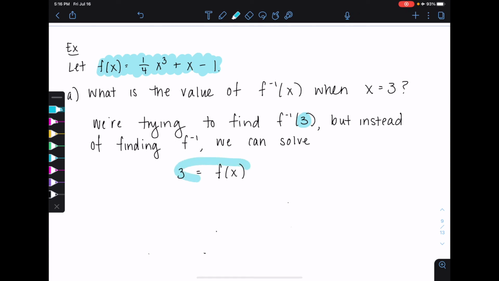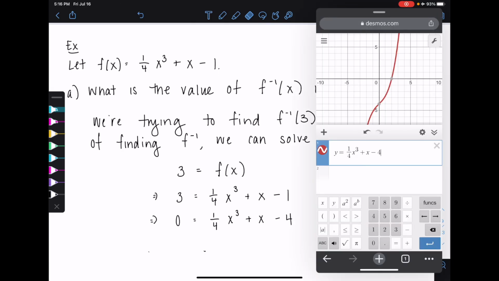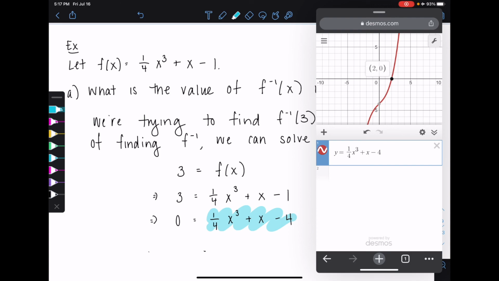inverse. It's the same thing as figuring out where is the output give me 3 for my function. So I want to solve this equivalent expression. And that's a little bit easier. So I want to figure out, where does 3 equal 1/4 x cubed plus x minus 1? Moving over 3 to the other side just gives you a -4. And this still isn't the easiest to solve, but this is something I can definitely plug into a graphing calculator. So if I look at this graphing calculator, I want to see, where does this equal 0? And looking on that expression, it exactly happens when x is equal to 2. So this is telling us x equals 2.